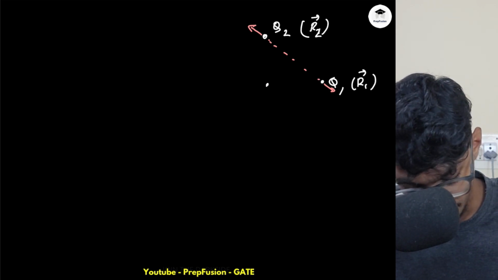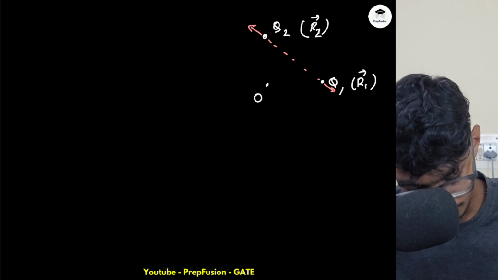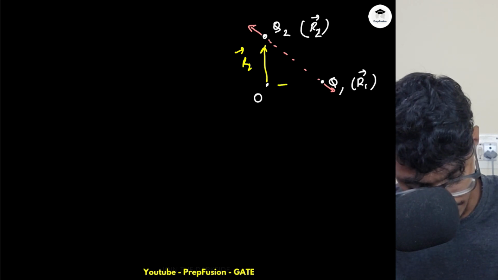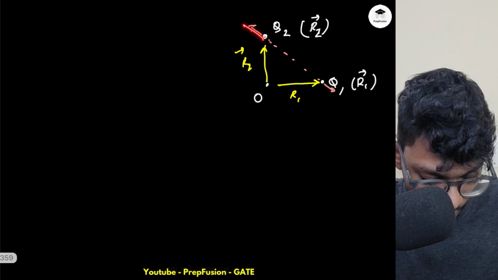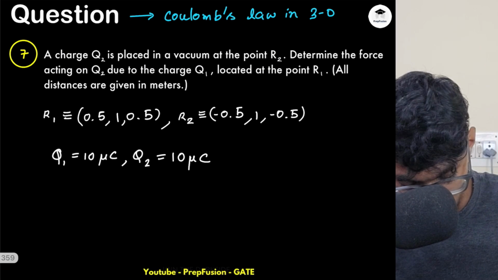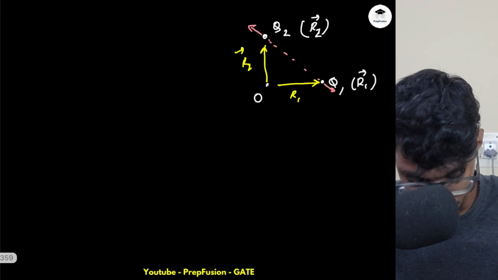But I have two vectors. This is the origin point, right? So this vector is the R2 vector and this vector is the R1 vector. But I need this vector. How do I get this vector? I need to determine the force acting on Q2, so I need to find out this vector.